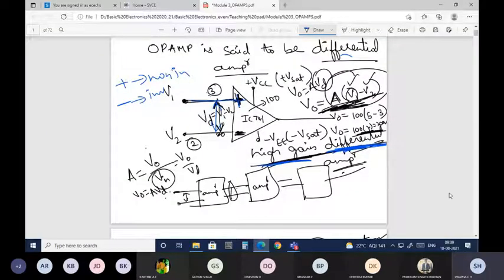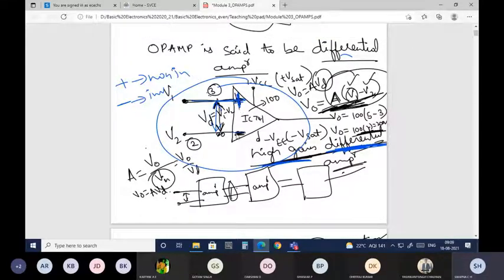The symbol of the op-amp is in this way. You have the plus and minus, and these are the two inputs, V1 and V2. It will always take the difference between the non-inverting input minus the inverting terminal input. So V1 is the non-inverting terminal input minus V2, the inverting terminal input.